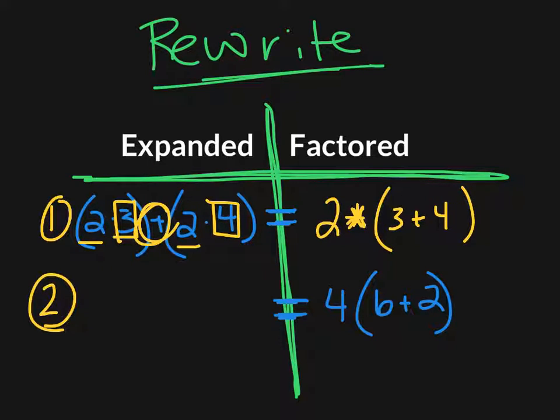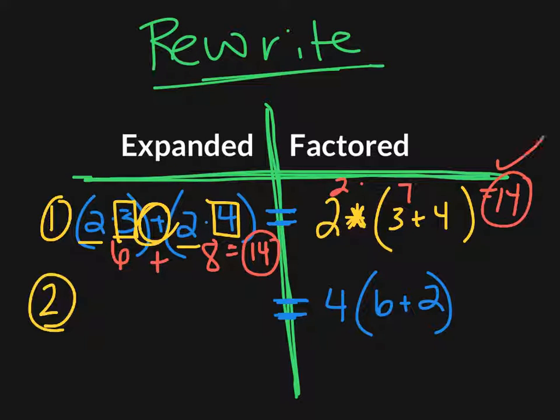The way to check is to see if your expressions are the same or equal the same number. So let's go ahead and solve the expanded form. I have 2 times 3 is 6, and 2 times 4 is 8. When I add 6 plus 8 together, I should get an answer of 14 for my expanded form. If we did this correctly, we should get 14 as well on the factored side. On this side, factored form, we're going to use the order of operations to solve. So we have 3 plus 4 is 7, 2 times 7 is equal to 14. So in this case, those two expressions are equivalent. We did that correctly.